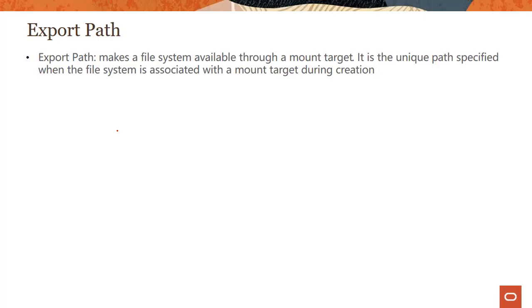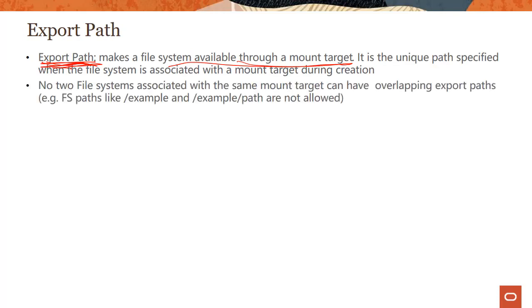So we looked at what a mount target is. We looked at a file system, but how do you make all this real? Like how is a file system made available? A file system is made available through a mount target using this concept called export path. Again, a file system is made available through a mount target through this concept called export path. Export path is the unique path specified when the file system is associated with a mount target, when you create them during the creation process.